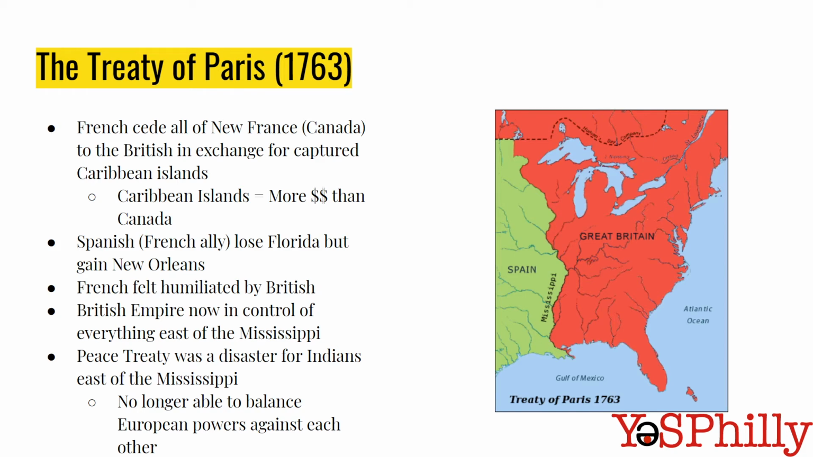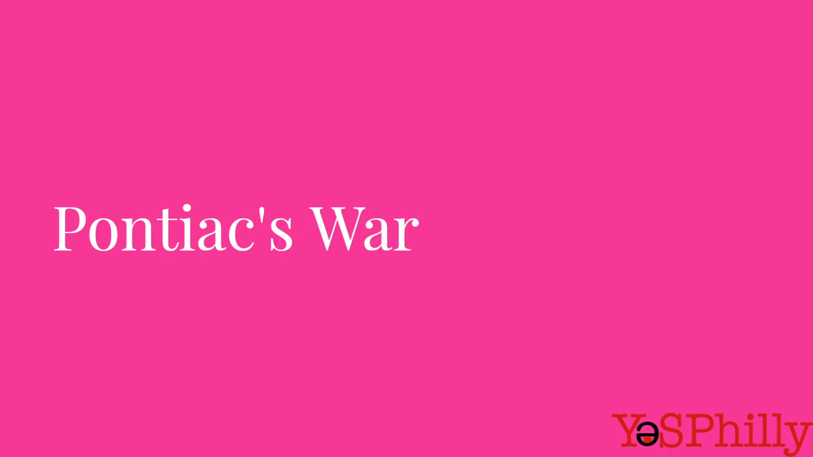So in many ways, the big winner is Great Britain, which now controls all of eastern North America, all of the eastern modern United States. The French are the big losers. They lose all of Canada. And of course, Native Americans are also big losers because they now lose the ability to play these two powerful European powers off against each other. And that brings us, of course, to the third big picture cause of the American Revolution, which is Pontiac's War.